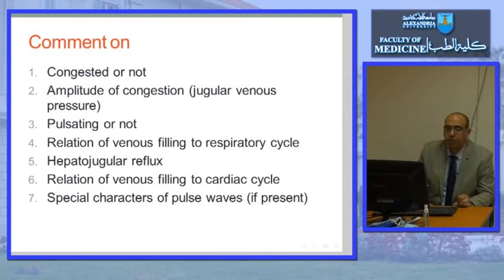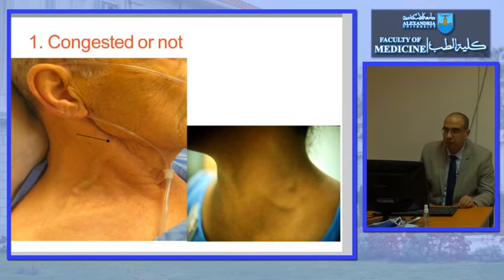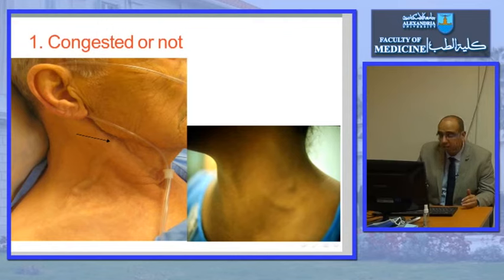What are the items to comment on during examination of neck veins? It is either congested or not, the level of congestion or jugular venous pressure, whether it is pulsating or not, relation to the respiratory cycle, hepatojugular reflux, relation to the cardiac cycle, and any special character in neck veins pulsation. First, we should comment whether it is congested or not. As we see here, this neck vein is congested. Here, congested.